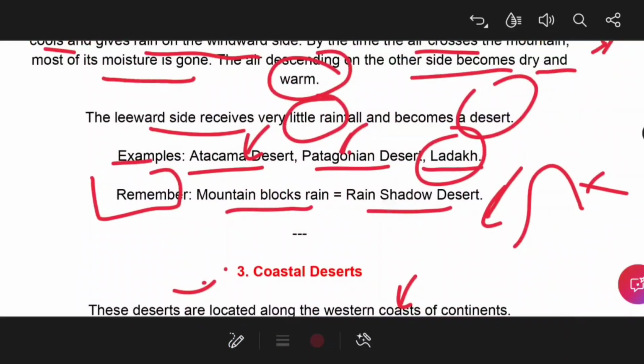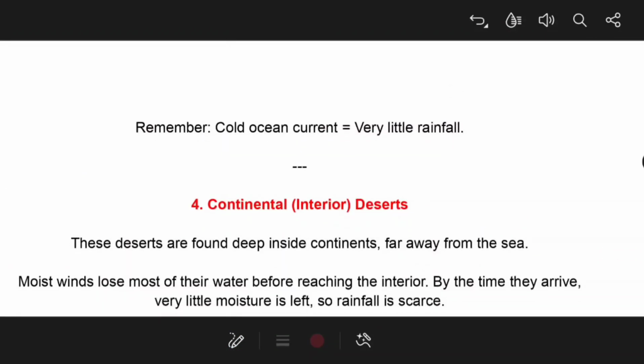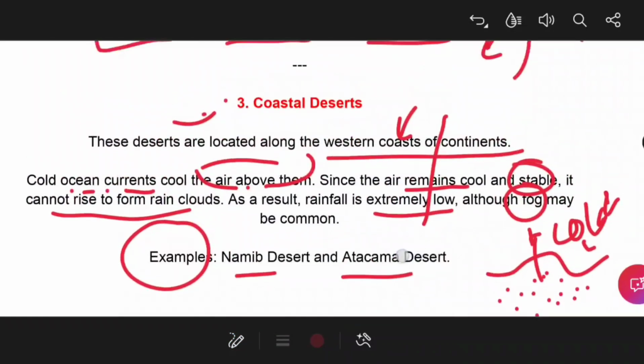I have discussed it also here, Atacama Desert, because you can see here you will find the mountain. So these are the regions. Now one thing that I want to clear here, that Atacama Desert can be formed both ways. One is by the rain shadow area, and another one is by the cold current. So these are the four types. Now remember, cold ocean current, very little rainfall, and that led to the formation of the coastal desert.